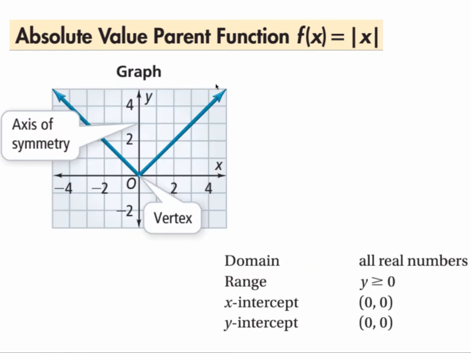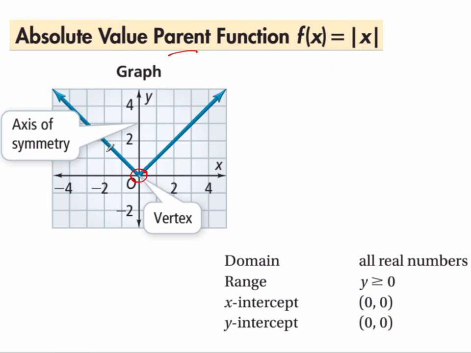Graphing the absolute value function is fairly straightforward. It's got a lot of symmetry. The vertex is this point right here where the slope changes from negative to positive or positive to negative. The domain is all real numbers. We can take the absolute value of any real number. However, the range of the parent function is all y greater than or equal to 0. It has an x and y intercept at the origin.